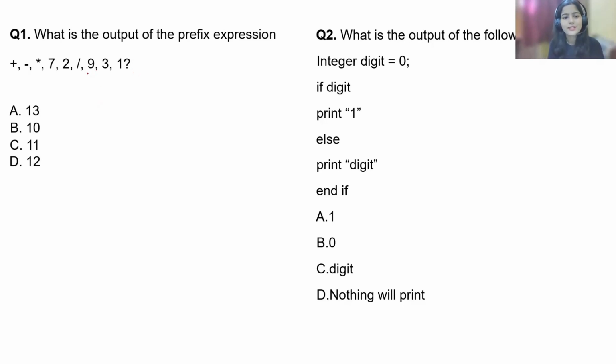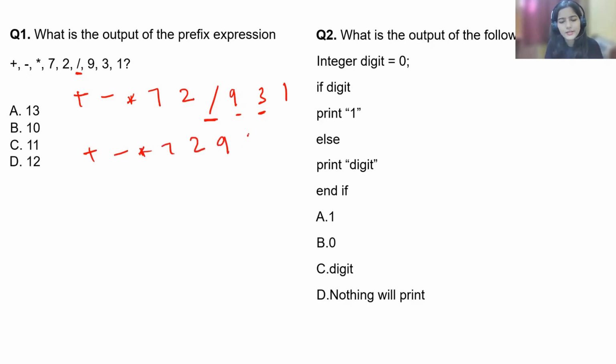First of all, we'll be starting from here. Let me write it here itself so that things are easy for us. 9, 3, 1. So the division is here, which means that if you convert this to infix, it must be in between. Are you getting the idea? So we can write this as 9 divided by 3, 1. From here, 9 divided by 3 is 3 itself.